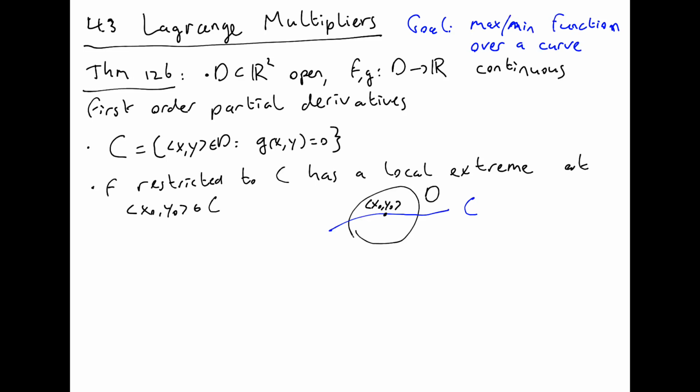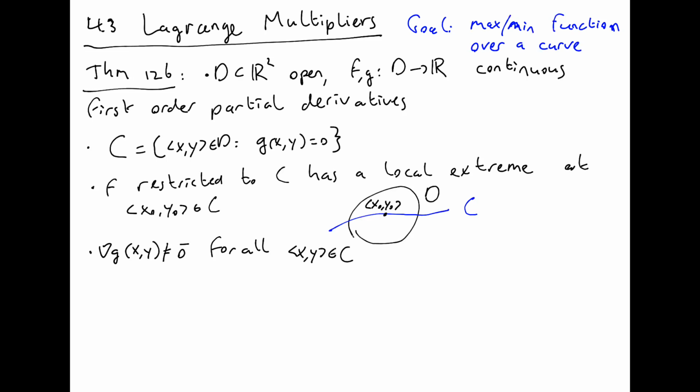There's one more thing that we need, that's a technical condition, which is that the gradient of g should never be equal to the zero vector. And this must be true for all points on the curve. So this is to make sure that the curve is a nice continuous path, otherwise the theorem does not work.